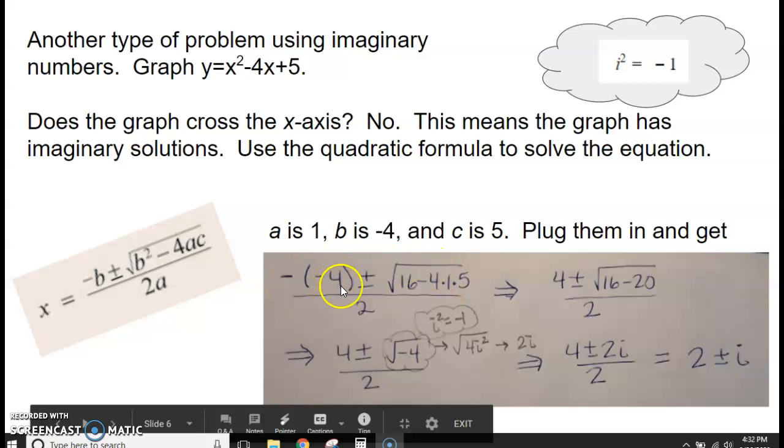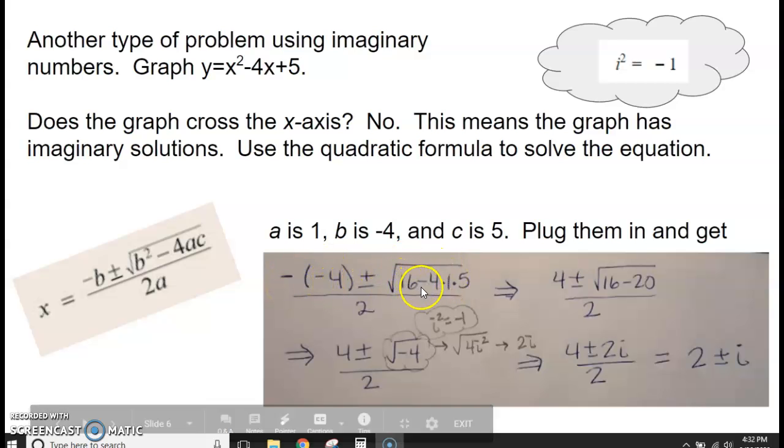Negative 4 plus or minus the square root of 16 minus 4 times 1 times 5 all over 2. You should really pause me and try this yourself right now to see that you're getting it. And then you can see all the work here that I have as well. And you should be writing this in your notebook.